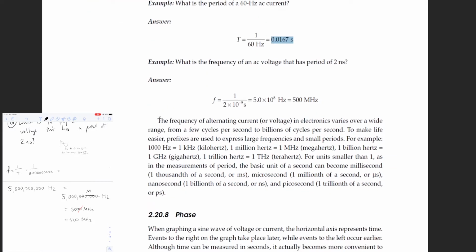Anyways, the frequency of an alternating current or voltage in electronics varies over a wide range from a few cycles per second to billions of cycles per second. So like in this instance here, right? To make life easier, prefixes. Okay, here we go. Prefixes are used to express large frequencies and small periods. For example, 1,000 hertz is equal to 1 kilohertz. Okay, that's a better way of me understanding it. Yeah, of course. A million hertz is 1 megahertz, right?